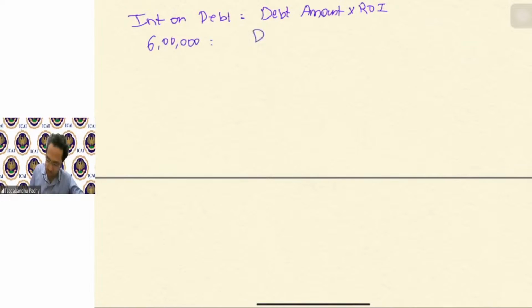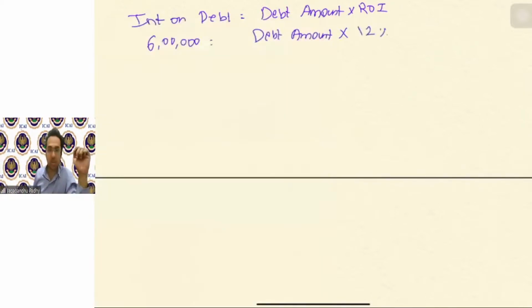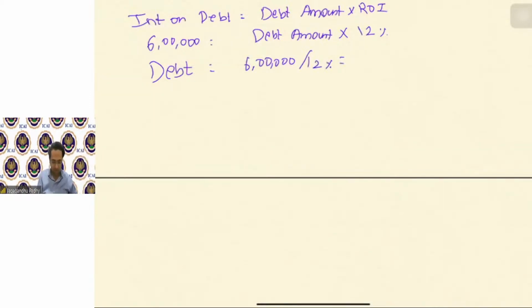We don't know what is the debt amount, but the rate of interest is given as 12%. So since rate of interest is 12%, amount of debt will be 6 lakh divided by 12%. 6 lakh divided by 12% is 50 lakh. 50 lakh is the amount of debt.